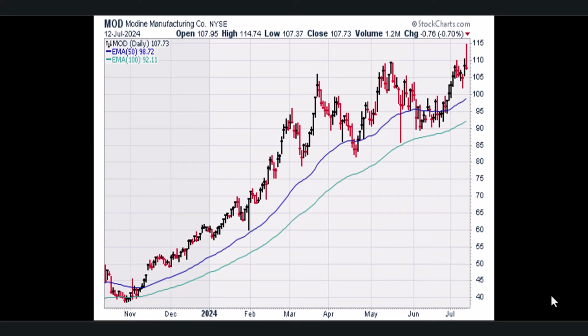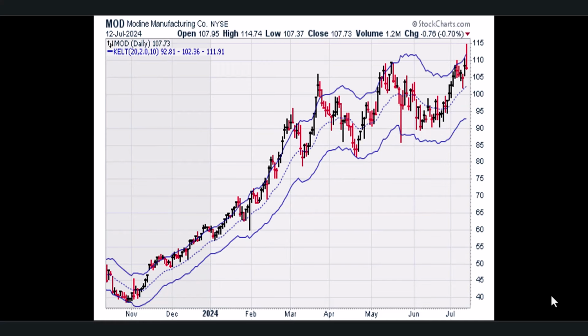Next, we're going to look at a daily chart. A stock is in a bull trend on a daily basis if the 50-period or 50-day exponential moving average is above the 100-day exponential moving average. The blue line is the 50-day EMA line, and the green line is the 100-day EMA line. The blue line has been above the green line since the chart started, so the daily trend in MOD is up.